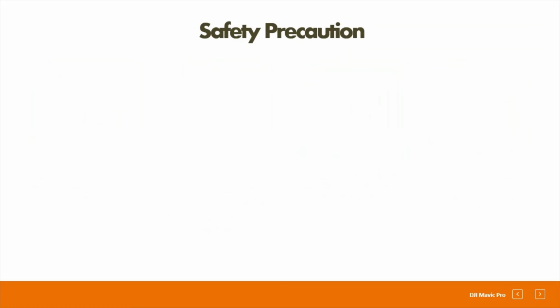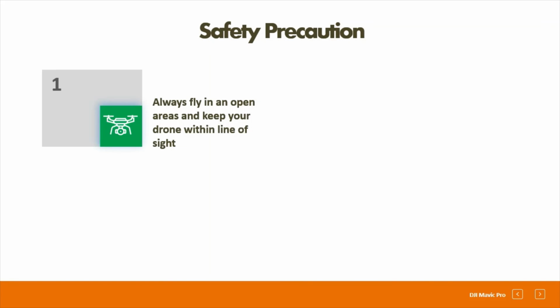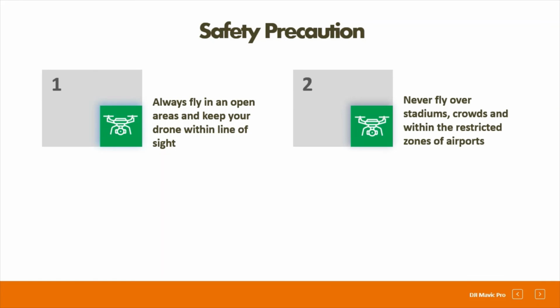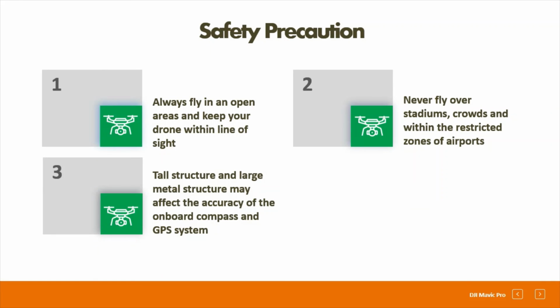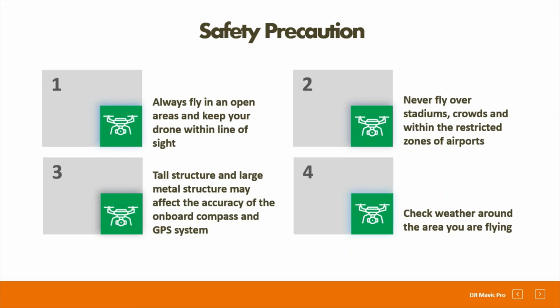So these are very important safety precautions. Always fly in an open area and keep your drone within line of sight. Never fly over stadiums, crowds, or within a restricted zone like an airport. Tall structures and large metal structures may affect the onboard compass or GPS systems. Try to avoid that. Then check the weather around you before you fly.